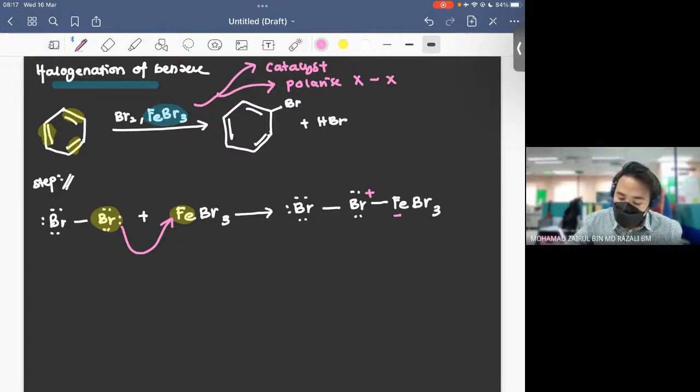So sekarang ni awak tengok, kita dah ada separation of charge. Once dah ada separation of charge, bermaksud bond ini dah polarized. Itu yang saya maksudkan sebagai function macam mana Lewis acid tu polarize the halogen molecule, by dia akan form bond. Dia form bond maknanya dia akan disturb electron distribution tu. Okay, setakat ni okay, boleh?